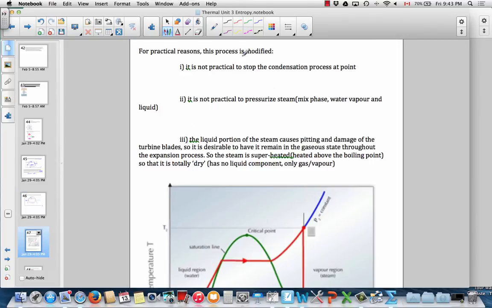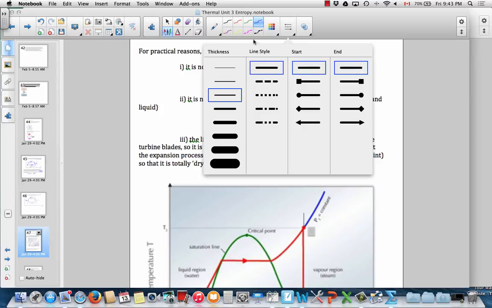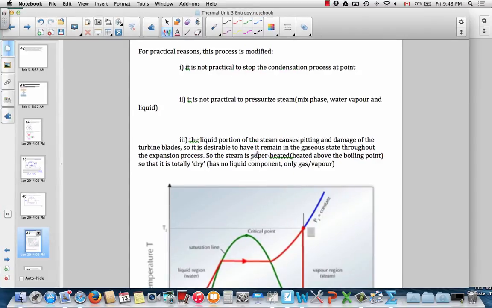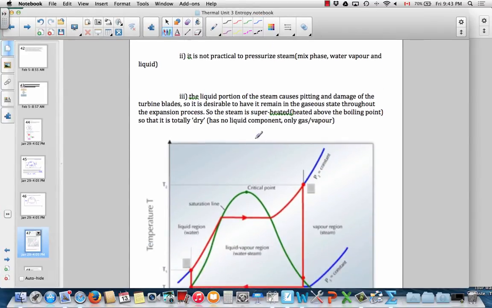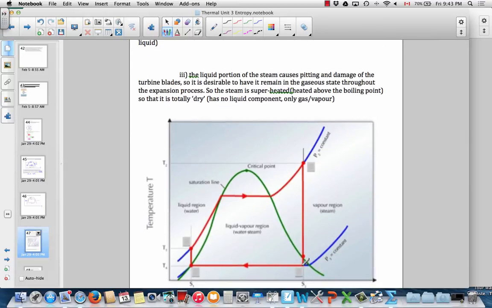So those three problems that I just mentioned are detailed right here. So first of all, you can't just stop the condensation process halfway through. You've got to actually take it all the way. Secondly, it's very difficult to pump a liquid gas mixture. It's much easier just to pump the water. And then third, you don't want liquid going through your turbine because it'll damage the blades. So here then is the modified cycle.